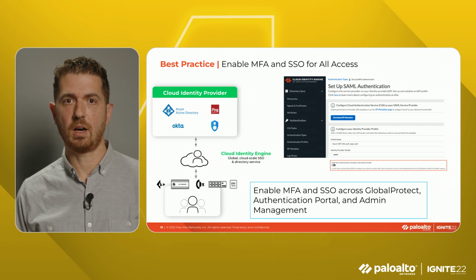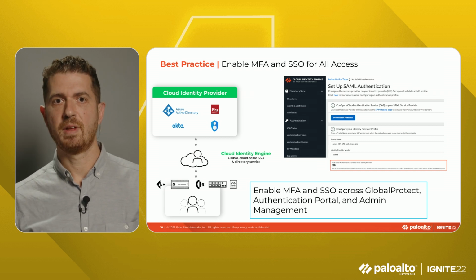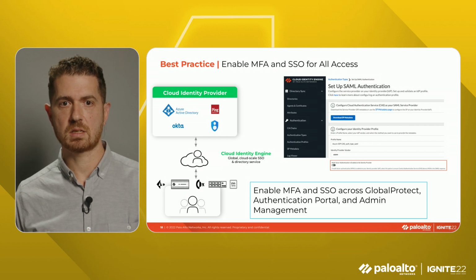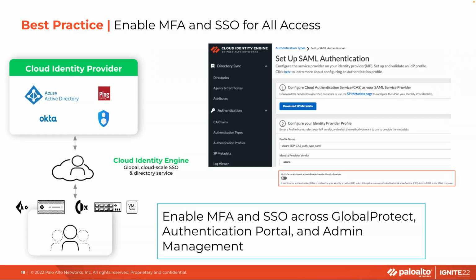So if we look at our second best practice, it's to enable MFA and SSO for all access. This is as simple as whenever a user logs on to your Palo Alto network, whether through GlobalProtect, our authentication portal, or our admin management, that as soon as they log in, you use an authentication profile that forces MFA. In this, what we recommend is Cloud Identity Engine, which is our service designed for simplifying authentication across all of your platforms and all of your use cases.